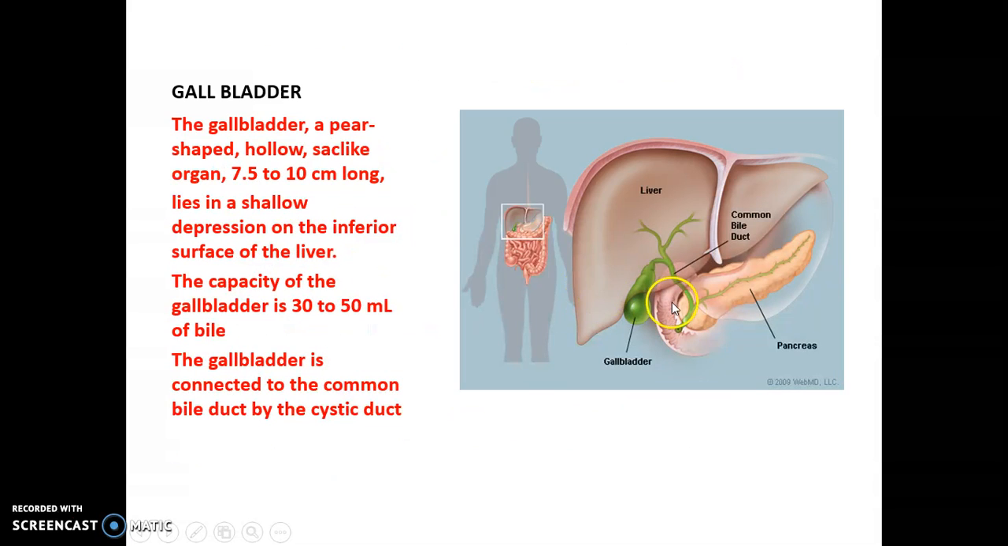In this picture you can see the duodenum. When somebody takes food and the food reaches the duodenum, here is the sphincter of Oddi, which controls the passage of bile. When food is coming inside the duodenum, this sphincter of Oddi relaxes, so the bile from the liver through this common bile duct enters the duodenum.